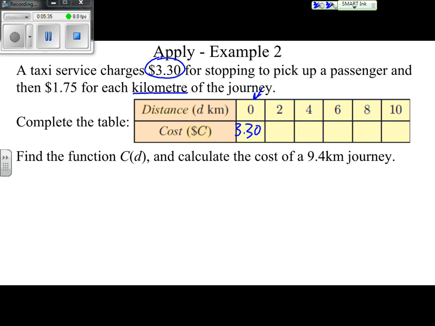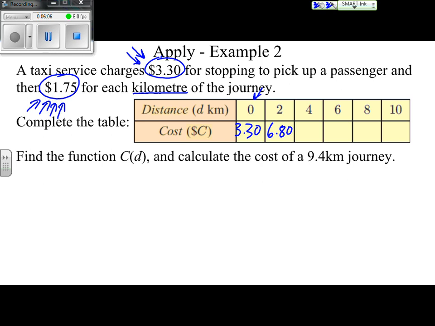in this case. Now, if I go 2 kilometers, I need to add on my initial cost, which I'm starting with $3.30, plus the 1.75 plus another 1.75 because I'm going 2 kilometers. And so then I'm going to end up at $6.80. And then if I repeat that again, where I take my initial cost, the $3.30, I do 2 1.75s and then 2 more 1.75s.